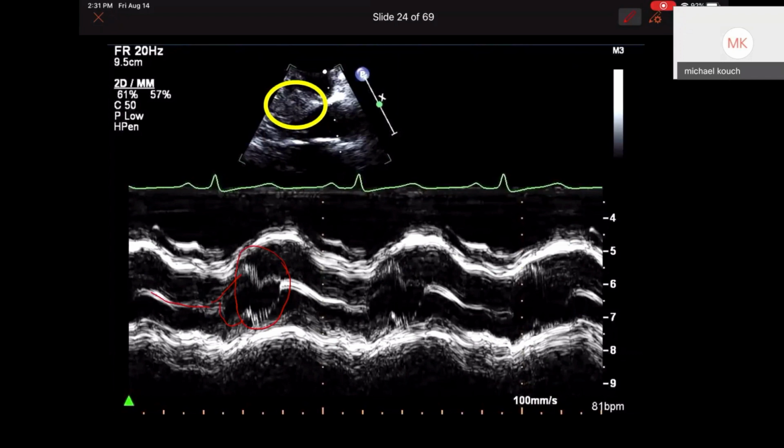Talked about it a couple times, very high yield. We'll see systolic anterior motion of the mitral valve very often in this. And so you're going to see during systole, that valve push up against the septum where it's normally not there.